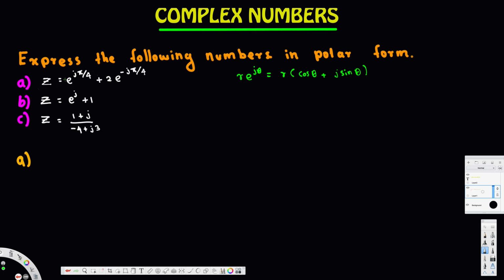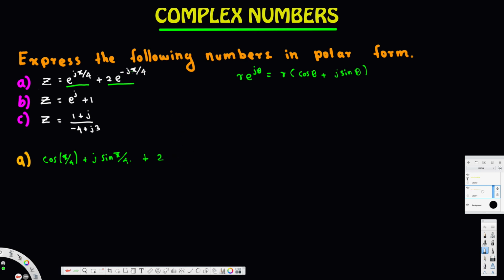For the first one, here we have two complex numbers. That's the first thing you have to realize. This is one complex number and this is another one. Now we have to convert this into this pattern. For this one you can see the coefficient is equal to 1, so r is equal to 1, and the angle is 5 over 4. So cos 5 over 4 plus j sin 5 over 4. Okay, so this is the first one. Now let's look at the second one. The second one is 2 times e power negative j 5 over 4.